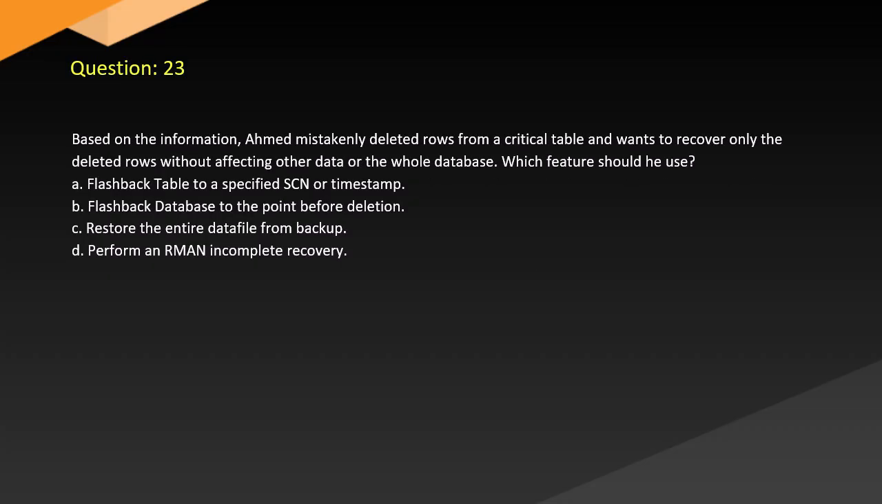Question 23. Based on the information, Ahmed mistakenly deleted rows from a critical table and wants to recover only the deleted rows without affecting other data or the whole database. Which feature should he use? A. Flashback Table to a specified SCN or timestamp. B. Flashback Database to the point before deletion. C. Restore the entire data file from backup. D. Perform an RMAN incomplete recovery.